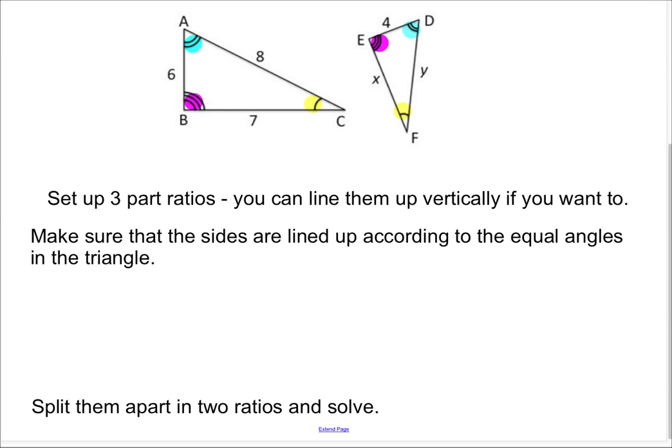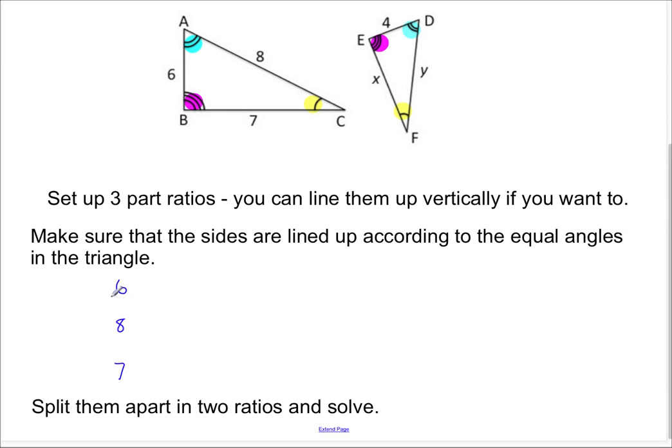So we're going to set up the ratios. I'm going to write these down, and we're going to do it vertically, the way that we were doing it before. I'm going to write the big triangle sides all down vertically, and by that I mean top to bottom. So I'm going to go 6, 8, 7. Now since this triangle's been rotated around, we've got to be careful which order we put those sides in. So here's what I'm going to do.